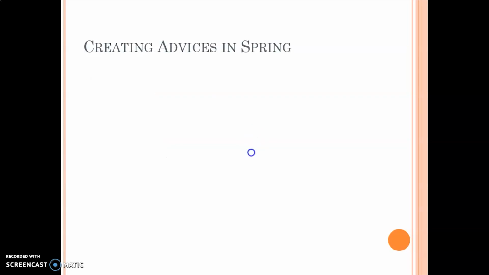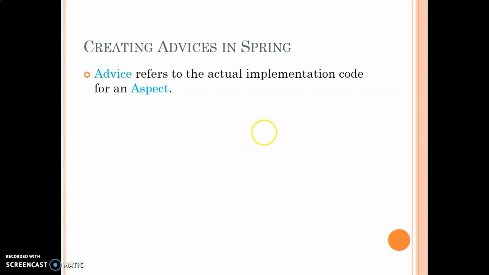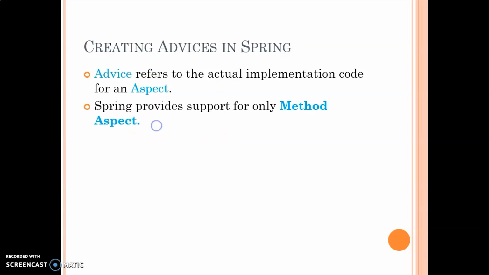So, as I told earlier, advice refers to an actual implementation for the aspect. Okay, it's the actual code that you write which will implement your aspect. So, aspect is going to be more conceptual. As far as Spring is concerned, it supports only method level aspect implementation. Okay. If you want field level implementation, you will have to use something which is called AspectJ implementation, which allows you to implement field level aspects also. But as far as Spring is concerned, it supports only method level aspects.